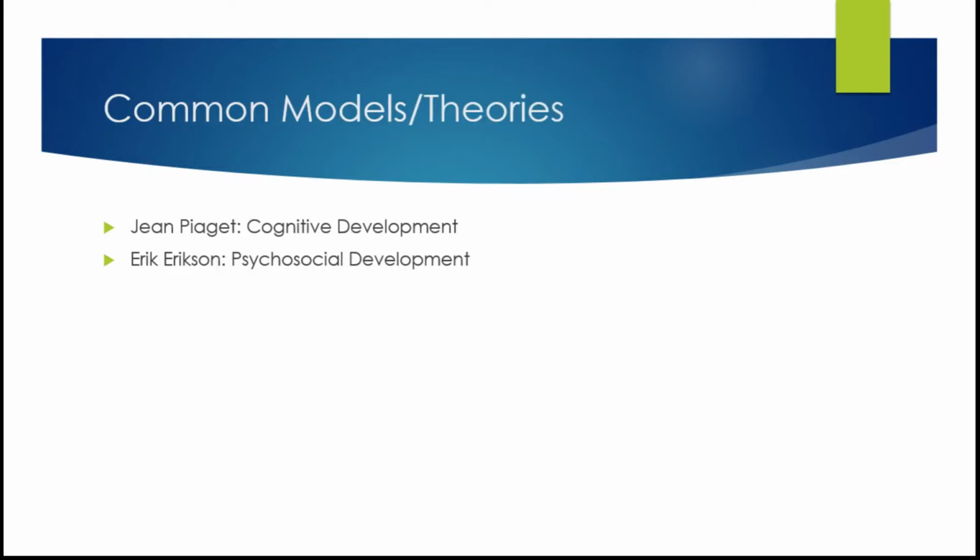Two of the most common models or theories of human development, the ones that we're going to focus on mostly in this class, are Jean Piaget's theory of cognitive development and Erikson's theory of psychosocial development. In each lesson for these next few weeks, where we're talking about psychological assessment in various parts of the lifespan and various developmental stages, these are the two models that we're going to be focused on, Piaget and Erikson.